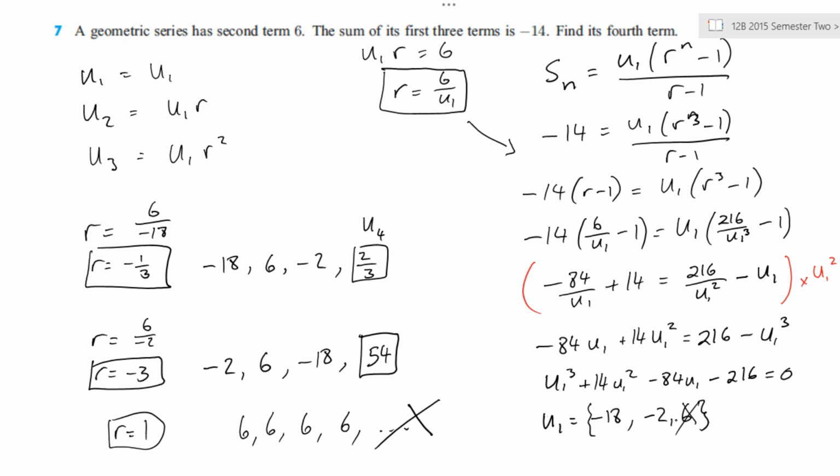And we've got our values. U4 would equal 2/3, or it would equal 54.